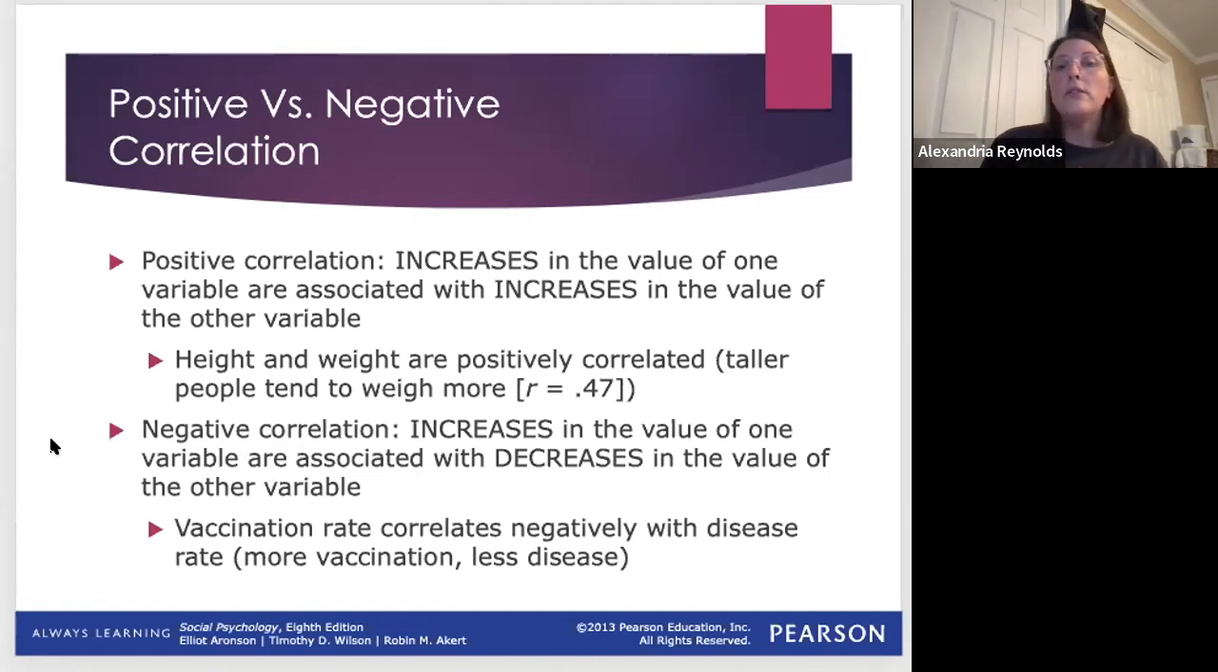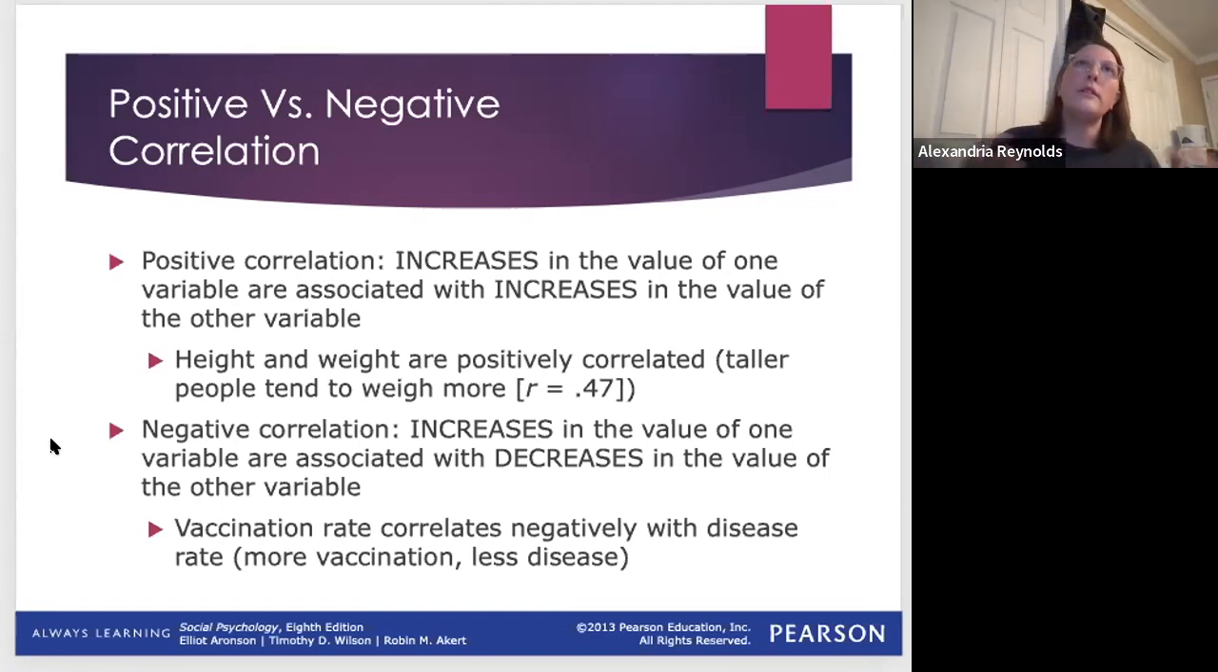An example of this is vaccination rates. If we look at the vaccination rate of polio, for example, as the number of vaccinations increases, the number of cases of polio decreases, because it's a negative correlation. So the more vaccinations you administer, the less of that disease. That's the idea behind a negative correlation.